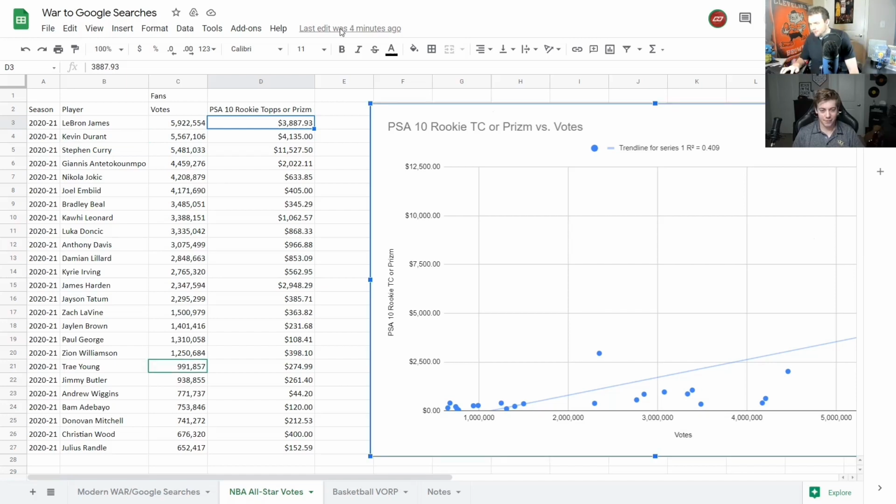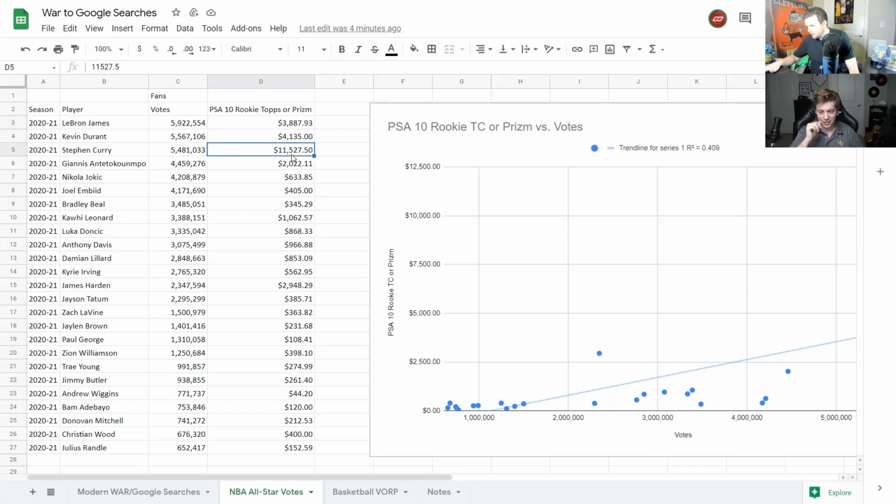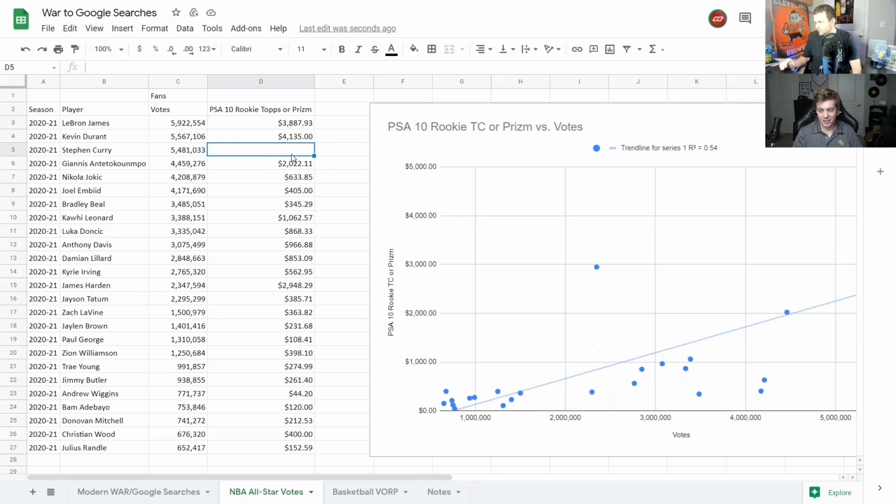Just delete the stuff real quick on the screen. Okay. Well, 0.54 is a lot better. But yeah. So yes, Steph is changing the NBA, and he's affecting our card market as we speak.